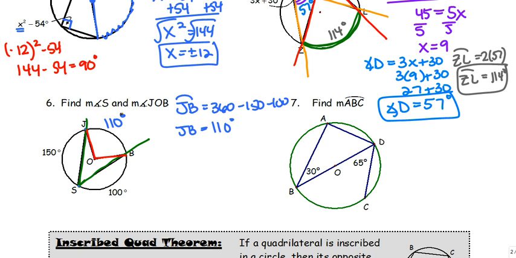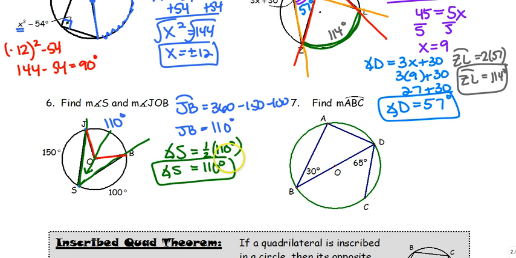And that will help us find first our angle S. Well, angle S is the inscribed angle from that arc. So that's going to be half of that arc. So our angle S is going to be 55 degrees. Remember, inscribed angle is when the vertex is on the circle. If you're going from the arc to the angle, you cut it in half. If you're going from the angle to the arc, you double it.